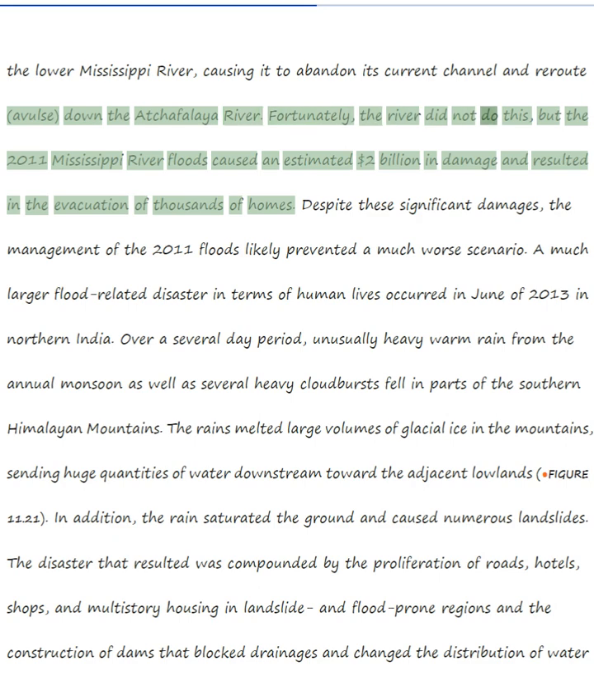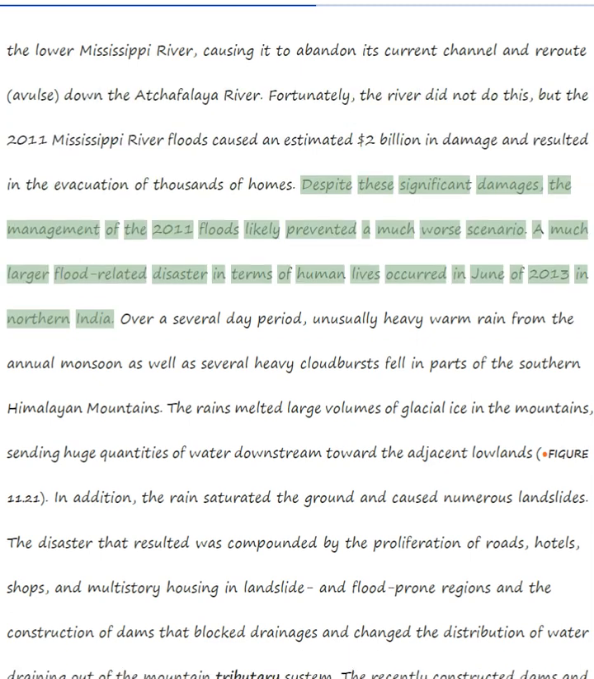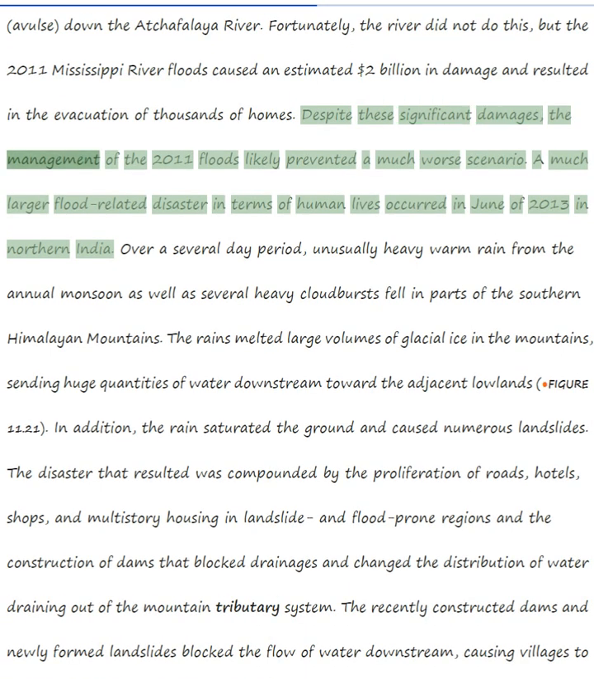Fortunately, the river did not do this, but the 2011 Mississippi River floods caused an estimated $2 billion in damage and resulted in the evacuation of thousands of homes. Despite these significant damages, the management of the 2011 floods likely prevented a much worse scenario. A much larger flood-related disaster in terms of human lives occurred in June of 2013 in northern India.